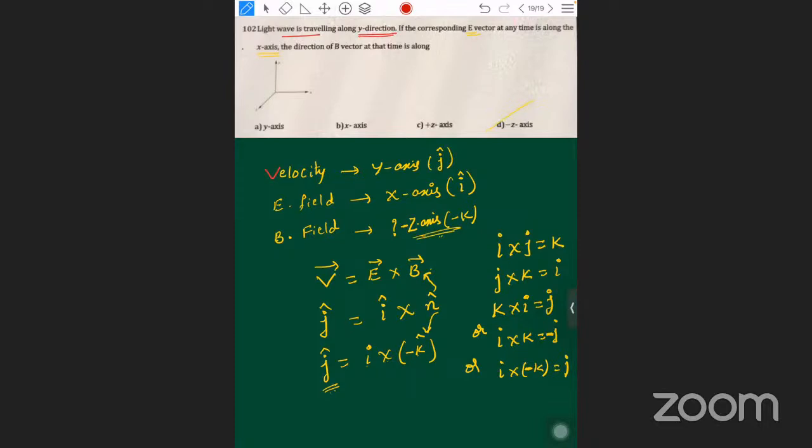So please remember, if the velocity of the wave is traveling along the y axis, electric field is acting along the x axis, then the magnetic field is acting along the negative z axis. So it should be minus k. So it should be the negative z axis. So option D will be the right answer.